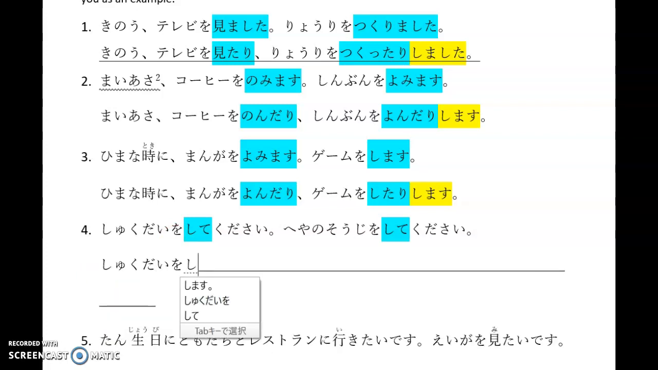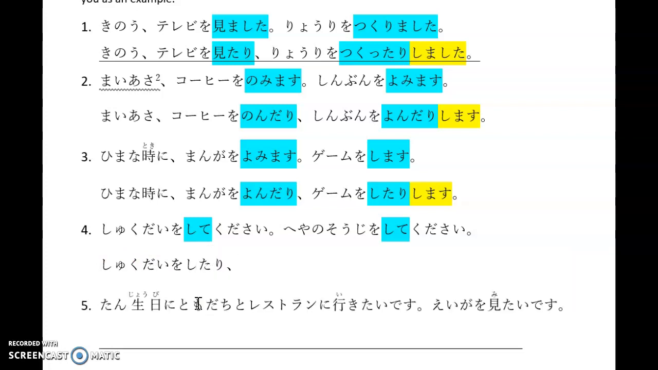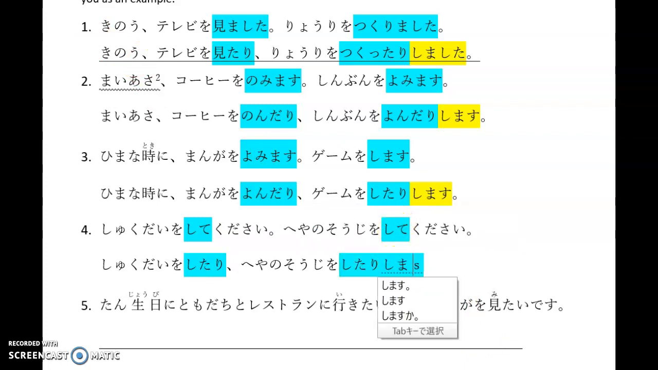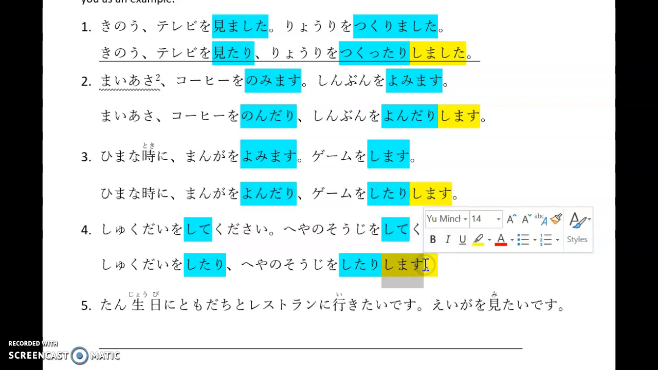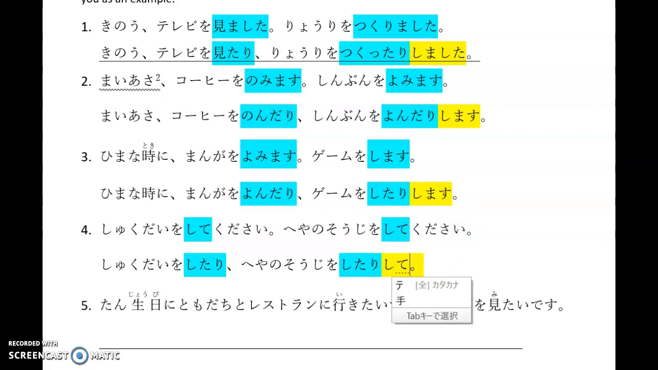So, 宿題をして becomes したり. And the second sentence, 部屋の掃除をして becomes したり. Okay? So now we have tari, which is great. The next part that we need to have is the shimasu form. However, before you end the sentence though, the shimasu is not necessarily correct. Because if you look at the original sentence, it ends with kudasai, please, isn't it? So therefore, what's the please version of shimasu? It is please do. So therefore, してください.